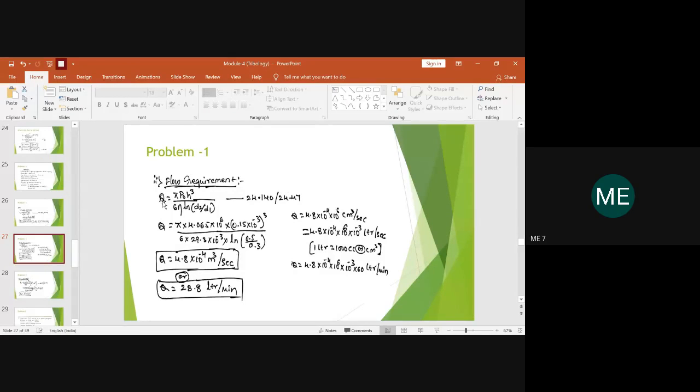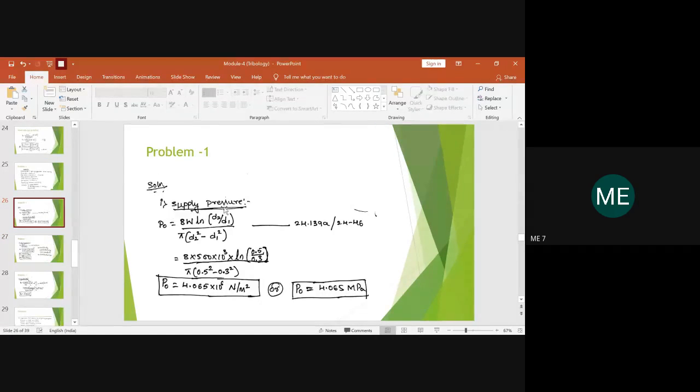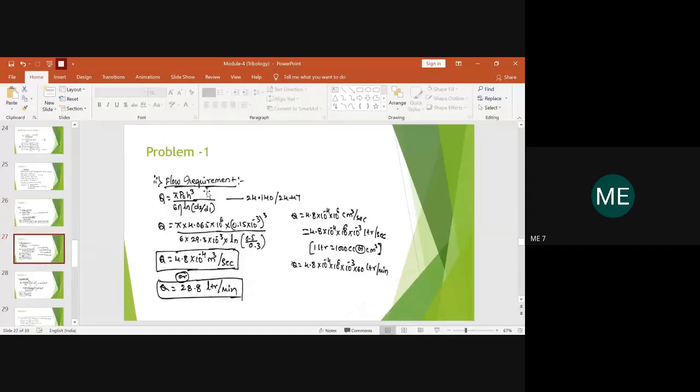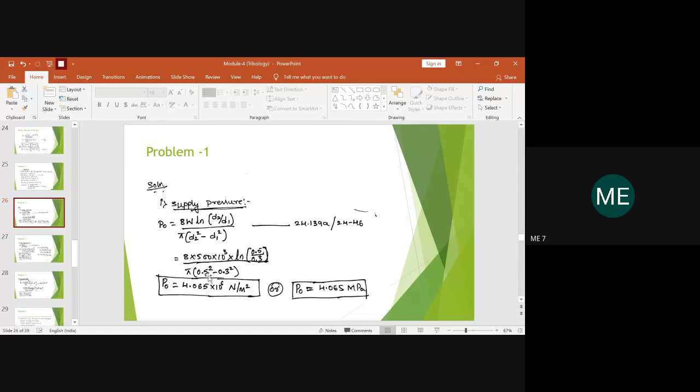So you will use the same equation for rate of flow that we derived. It will be pi P naught h cube divided by 6 mu into log of d2 by d1. You cannot determine the rate of flow without knowing the supply pressure, which is nothing but P naught. So always, if they don't ask you to determine the supply pressure, you should still determine the value of P naught. Then only you can determine the rate of flow. They can ask or they may not ask, but they will ask for sure the rate of flow, indirectly to say that you need to determine P naught. So the very first step is to determine the value of P naught.